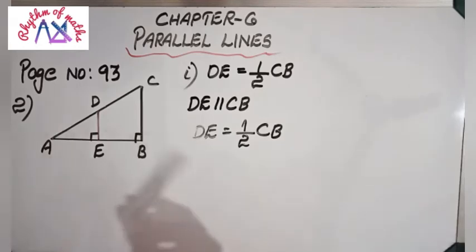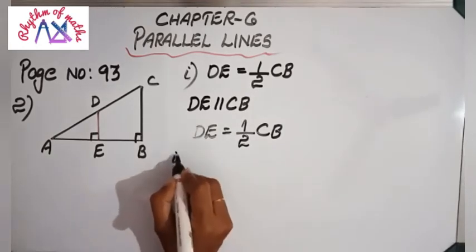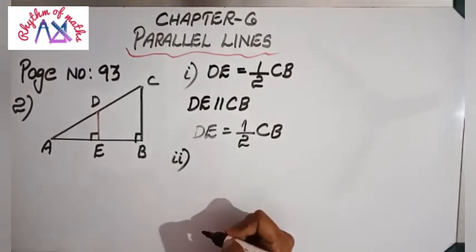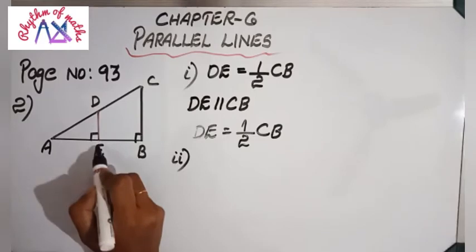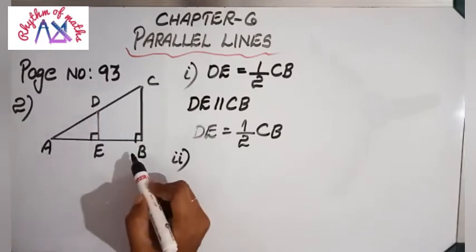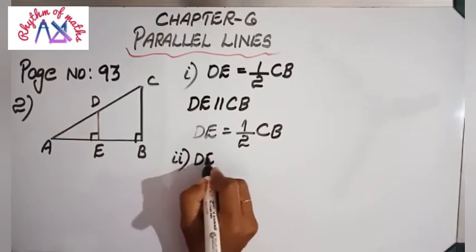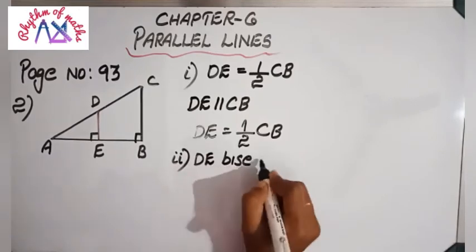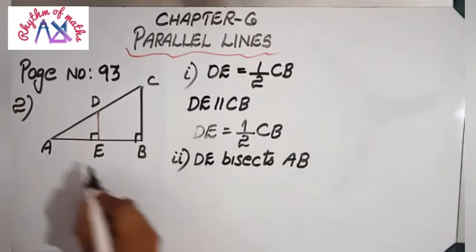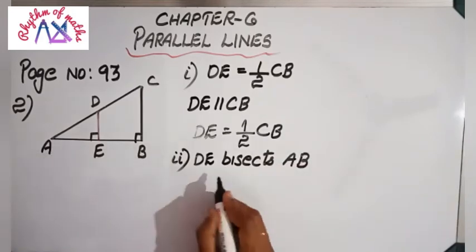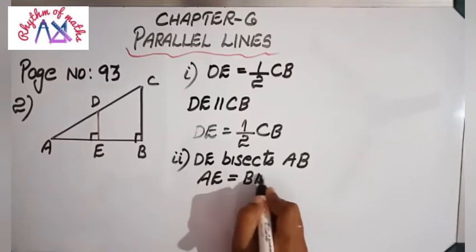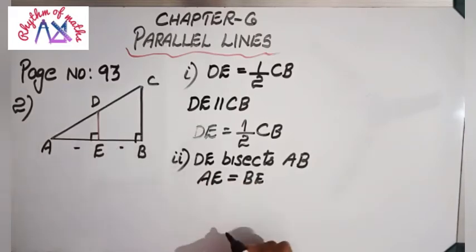This is the first sub-question. Now the second sub-question: prove that this perpendicular DE bisects AB. DE bisects AB. Bisect means divide into equal halves. So AB divided into equal halves, what do we need to prove? AE equals BE. These two parts will be equal.